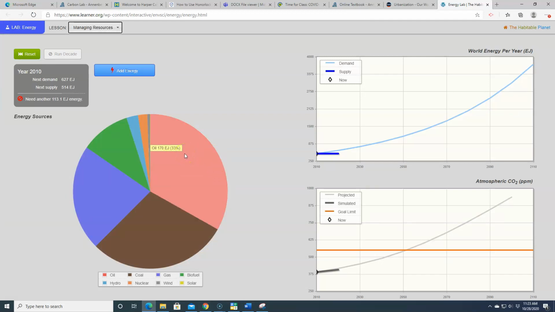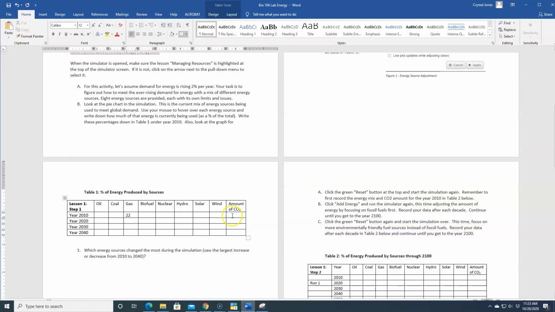After we have completely filled out that table with all of our energy, the next thing I want to figure out is how much carbon dioxide is currently being produced. I'm going to hover on the year, and again we're at 2010, and there were 390 parts per million of carbon dioxide in the atmosphere in 2010. So I'm going to go back to my table, and under amount of CO2, I would put 390. You're going to complete that for 2010. Before you do anything else, put all your data in this table first.